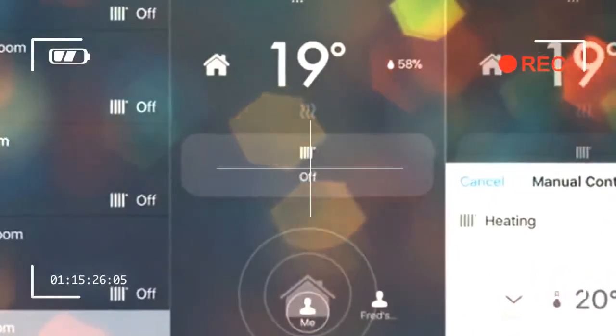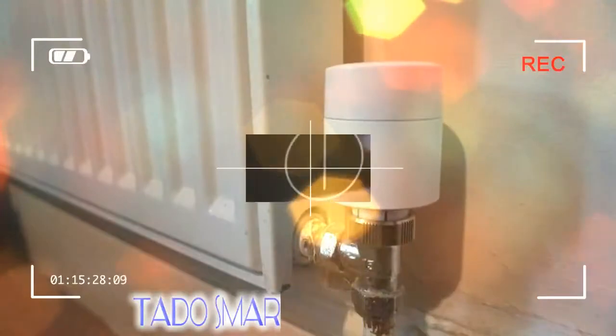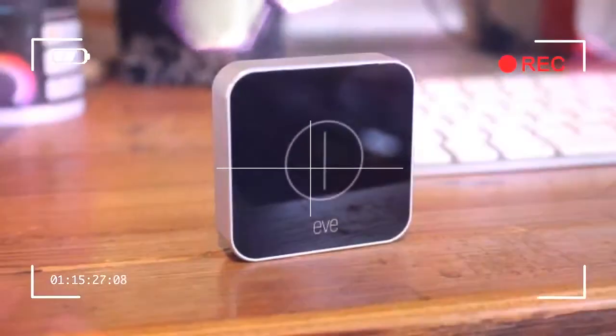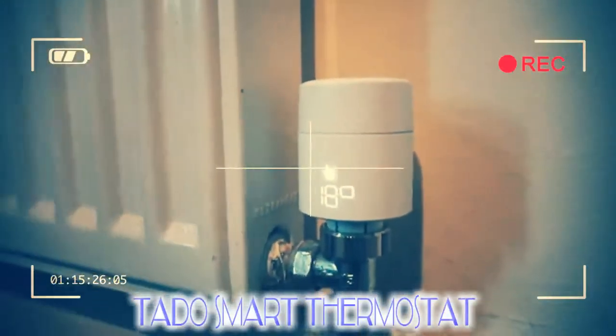In terms of price, it will really depend on how many radiators you have. The starter kit is £199, and includes the internet bridge and the smart thermostat. Then each additional radiator thermostat is £59.